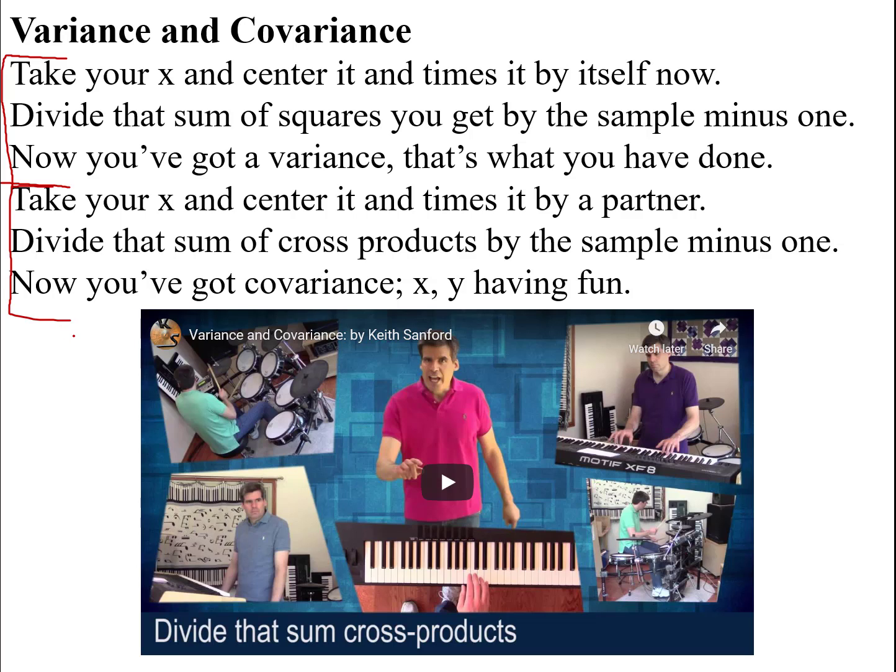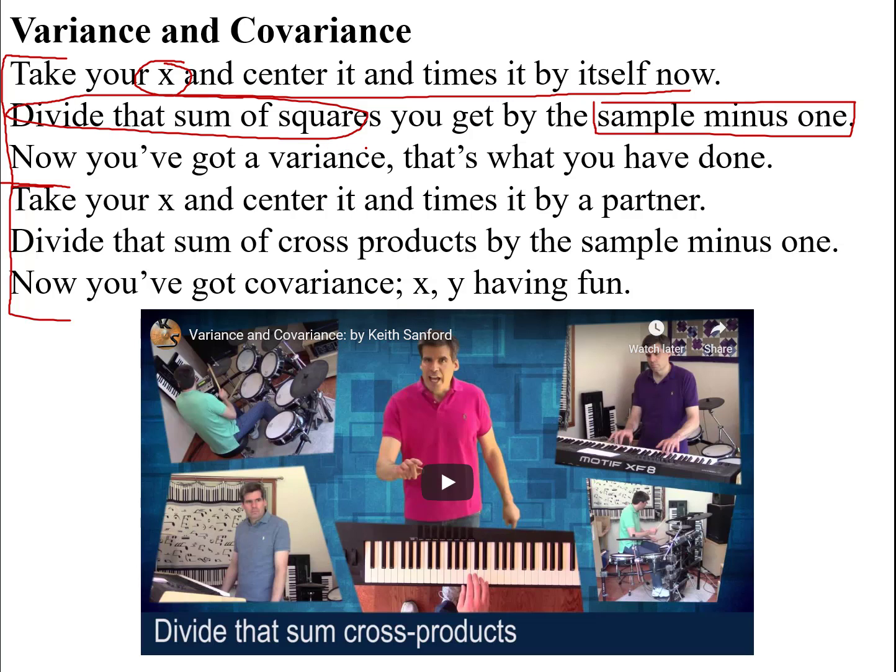So to calculate a variance, the first step is we need to calculate a sum of squares, where we take scores on x and we center those scores, and then we square them. That is, take your x and center it and times it by itself. And then we'll add those squares up to get a sum of squares. And then we're going to divide that sum of squares by our degrees of freedom, which is equal to our sample size minus 1. And that will calculate a variance. As the song says, now you've got a variance. That's what you have done.